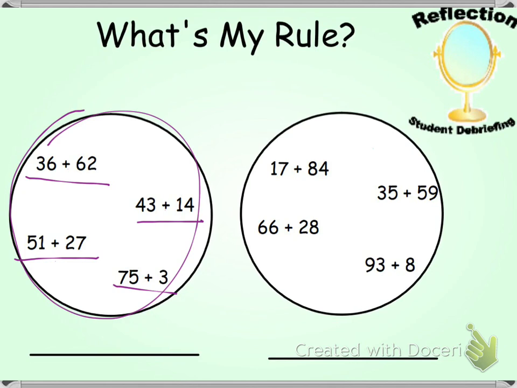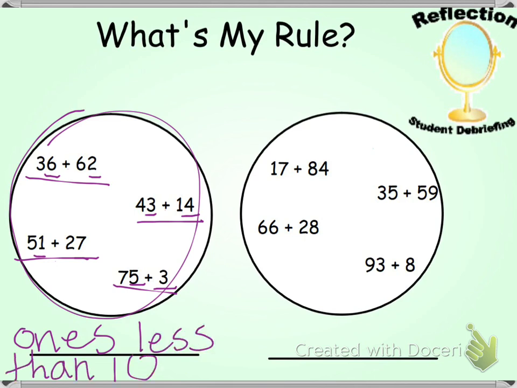All right, so now there's a few things that we see they have in common. We see that they're adding. Okay, so they are all adding. Another thing that I see they all have in common is that whenever you add the ones place together, it does not make a new 10. So the ones place is less than 10. So ones are less than 10.